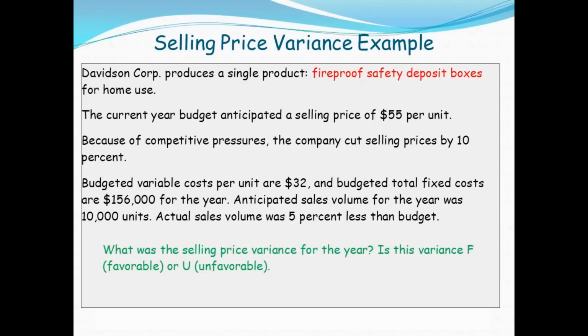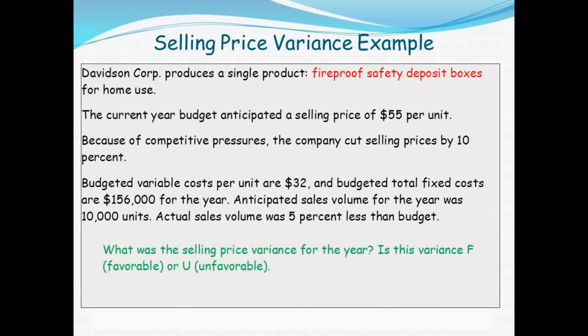Variable costs per unit were $32. Fixed costs were $156,000 for the year. They expected to sell 100,000 units, but sales were 5% less. Okay, so there's a lot of data here, a little more complicated.